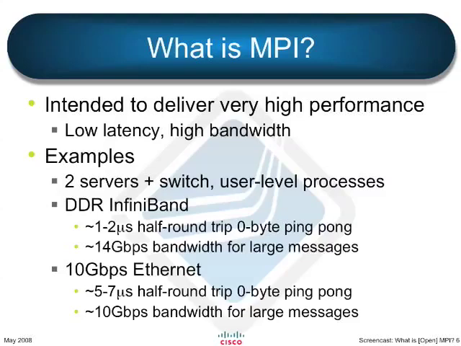So MPI is generally intended to deliver very high performance, and two metrics that people frequently cite, there are many more metrics, but two that people usually talk about are low latency and high bandwidth. So when I send a message from one process to another, it gets there very, very fast.